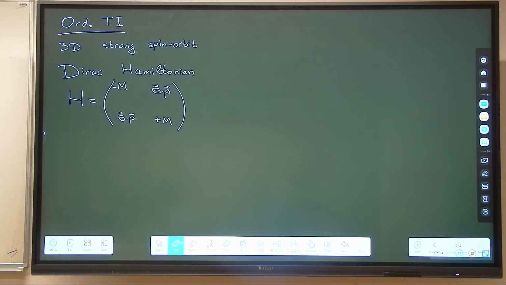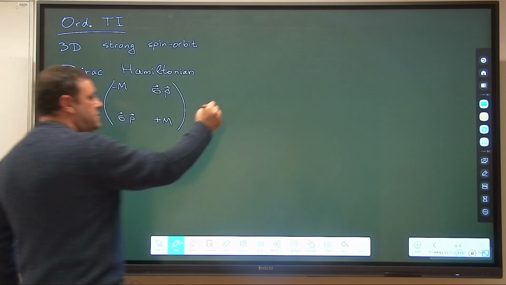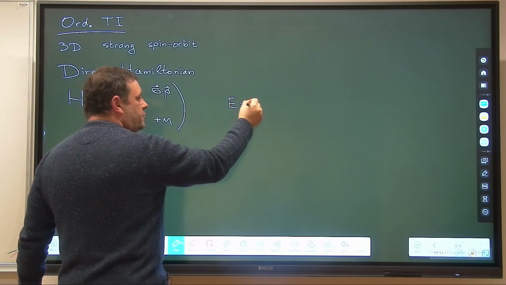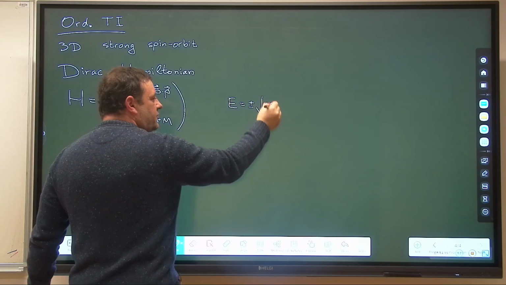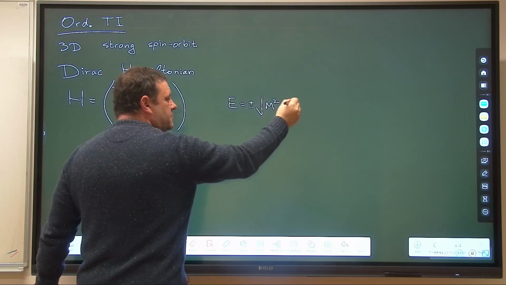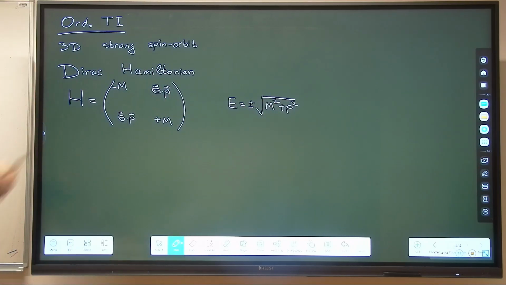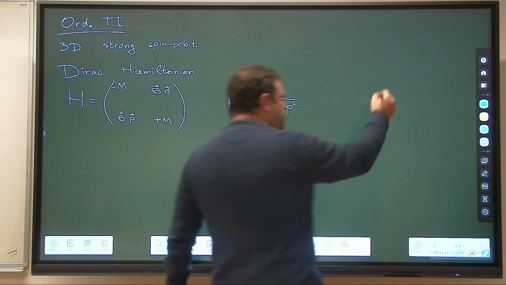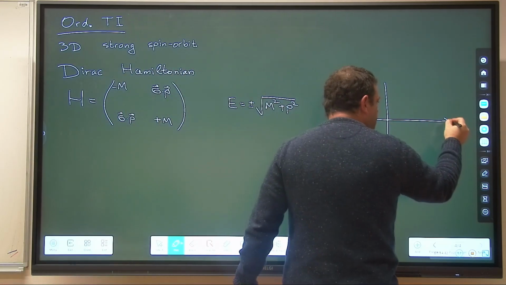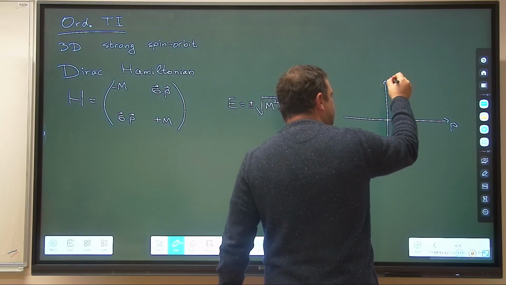And it has a spectrum. Energy is plus or minus square root of m squared plus p squared, if you just diagonalize this matrix. And actually each branch of the spectrum is doubly degenerate, and this is called spin. Electrons have spin. For a given momentum and given energy, there are two states with spin up and spin down. So the spectrum is, everybody knows, energy versus P.